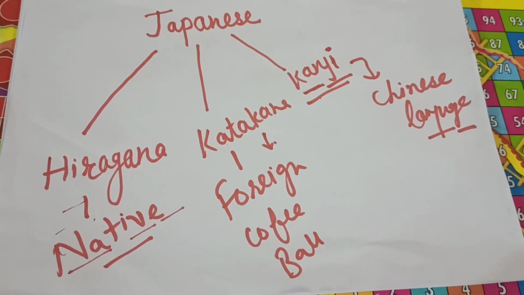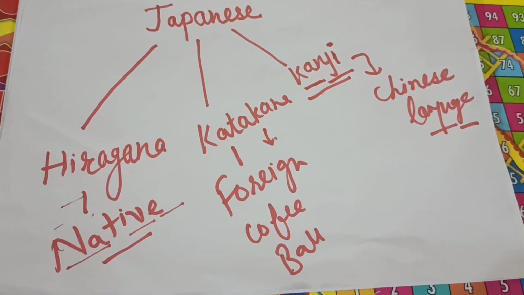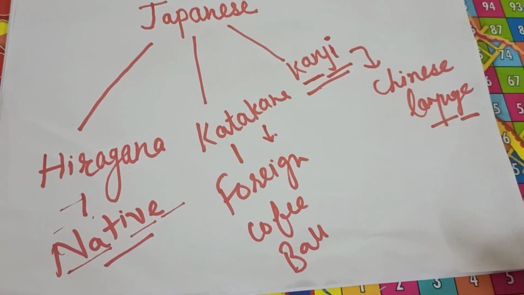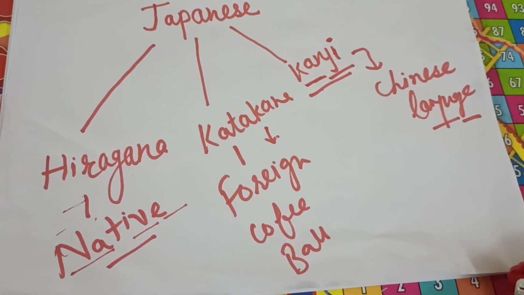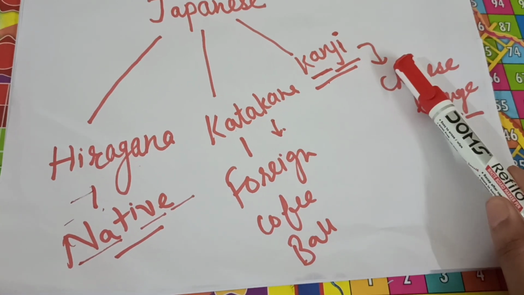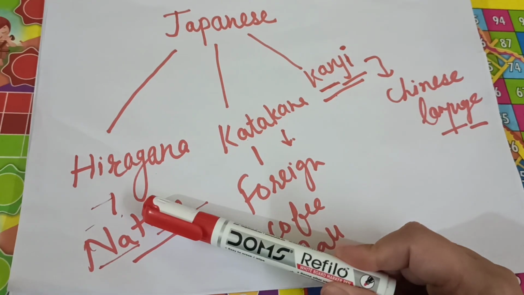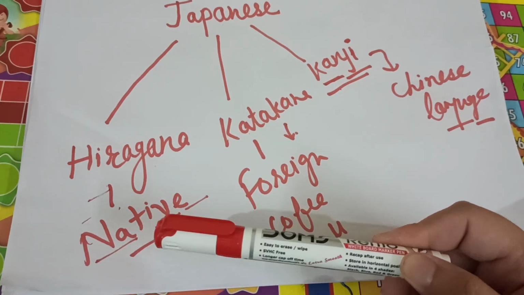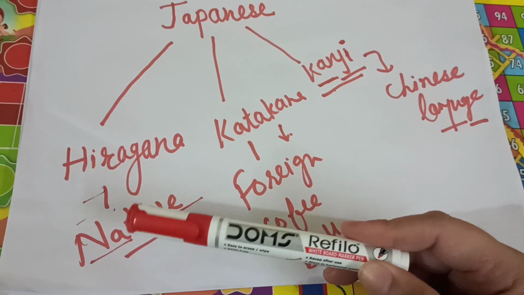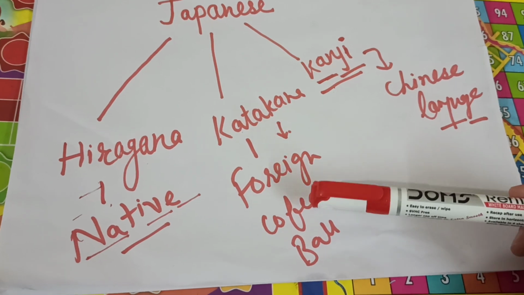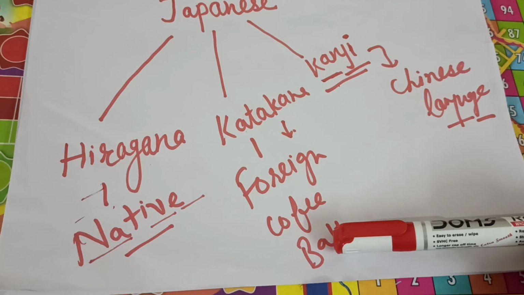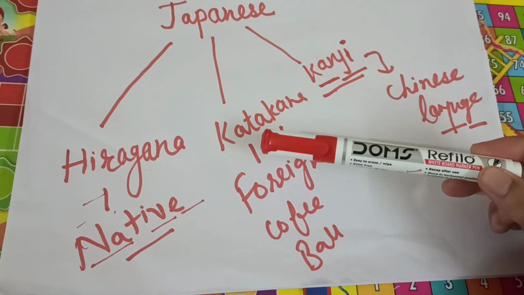Like in English, we have alphabets A to Z. In Hindi also, we have Varnmala. So in the Japanese language, we have three types of characters. First is hiragana, second is katakana, and third is kanji. Hiragana is for native Japanese words. For foreign words like coffee, ball, etc., and many more that will come in the further course, they use katakana.